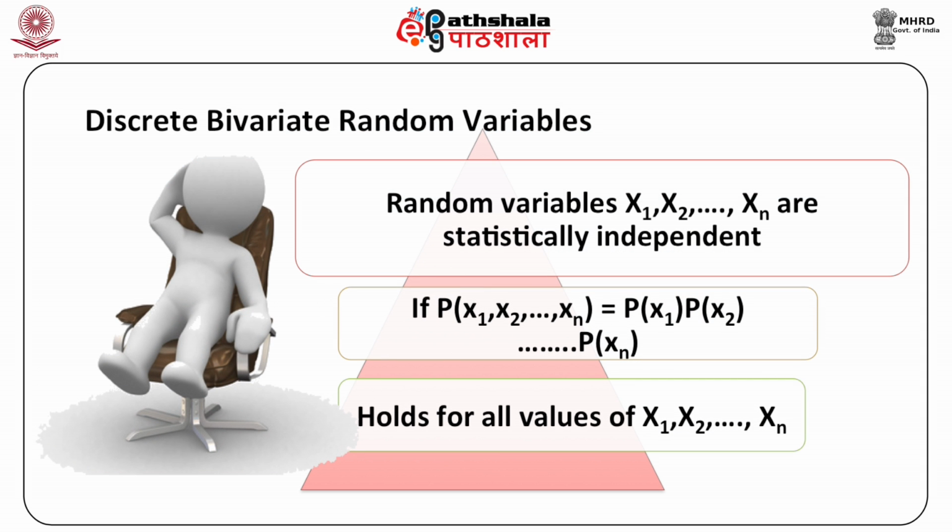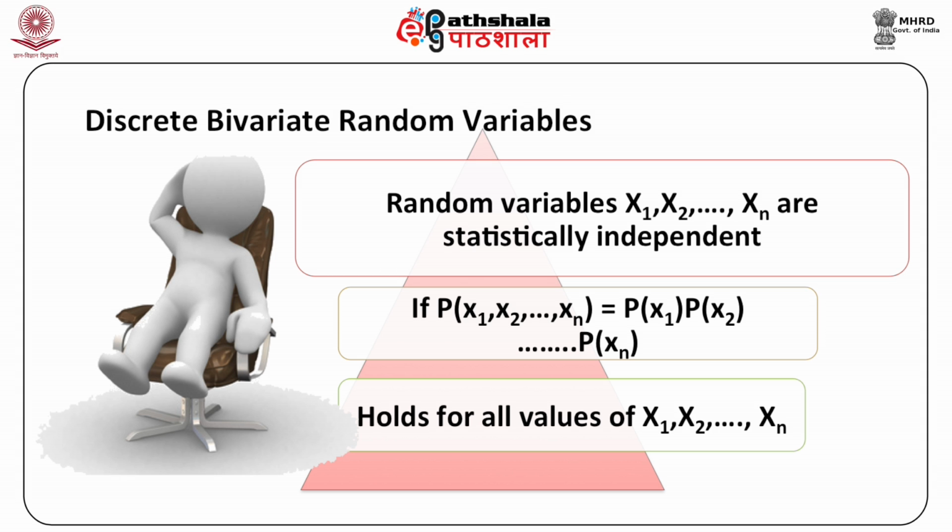The notion of independence can be extended to any number of random variables. Thus, the random variables X1, X2 to Xn are statistically independent if the condition P(x1, x2, up to xn) is equal to P(x1) times P(x2) right up to P(xn) holds for all values of x1, x2 right up to xn.